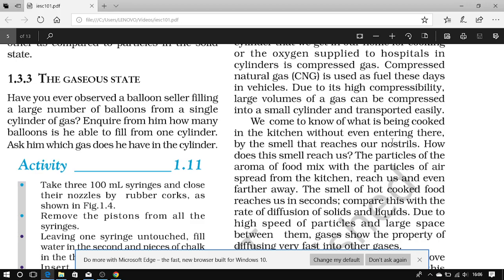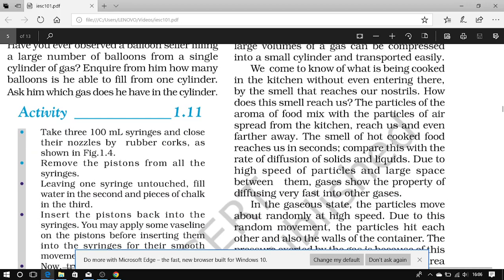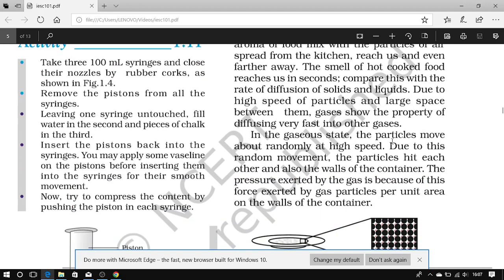Compare this with the rate of diffusion of solids and gases, because this is the only reason: diffusion. It means movement from high pressure to low pressure. Due to the high speed of particles and large space between them, gases show the property of diffusion very fast into other gases. In the gaseous state, the particles move about randomly at high speed. Due to random movement, the particles hit each other and also the walls of the container.